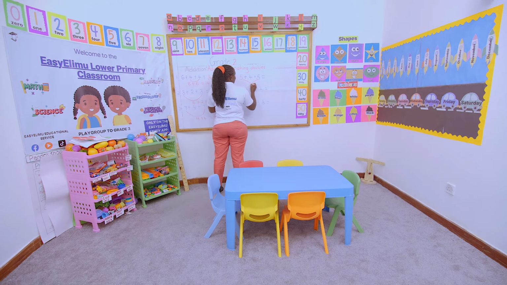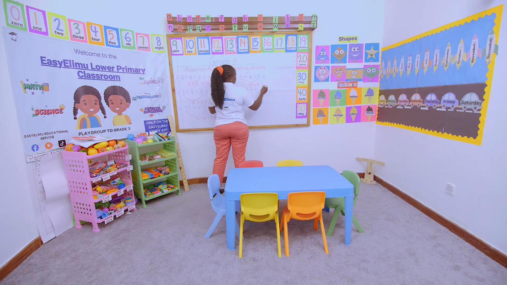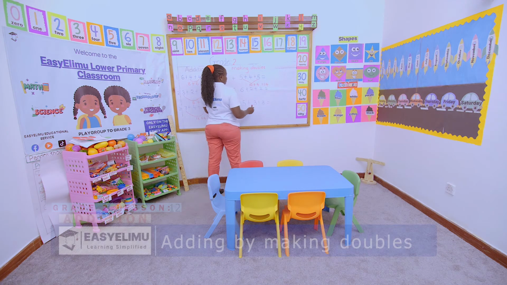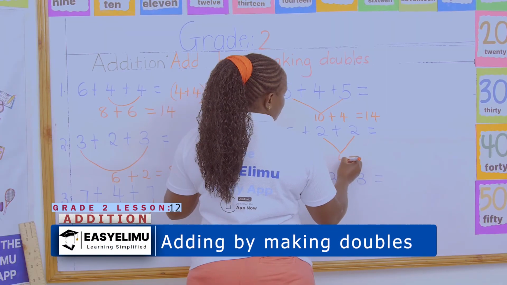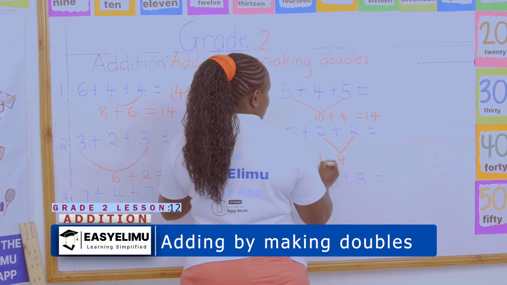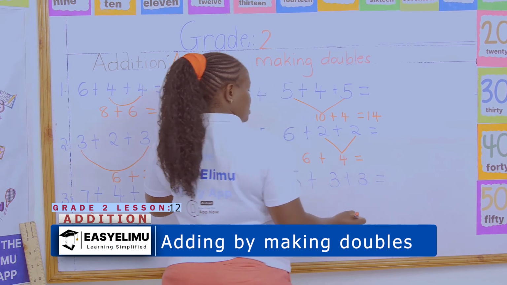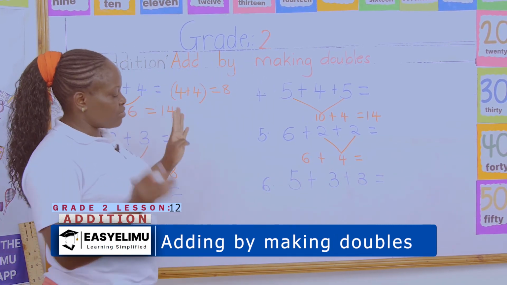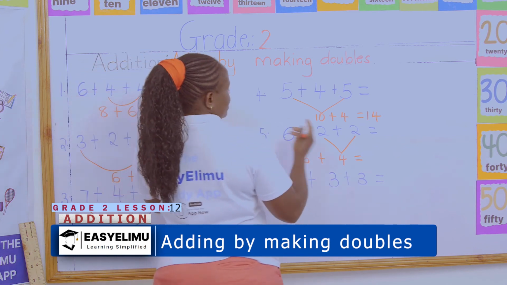And a 5 and a 5 gives us a 10 plus the remaining number, which is 4. And you get 10 in the head, 4 fingers out. 10, 11, 12, 13, 14. So you have 14. What are the doubles here? The doubles here are 2 and a 2, which gives us a 4. So what is 6 plus 4? 6 plus 4 is equals to 6 in the head, 4 fingers out. 6, 7, 8, 9, 10.